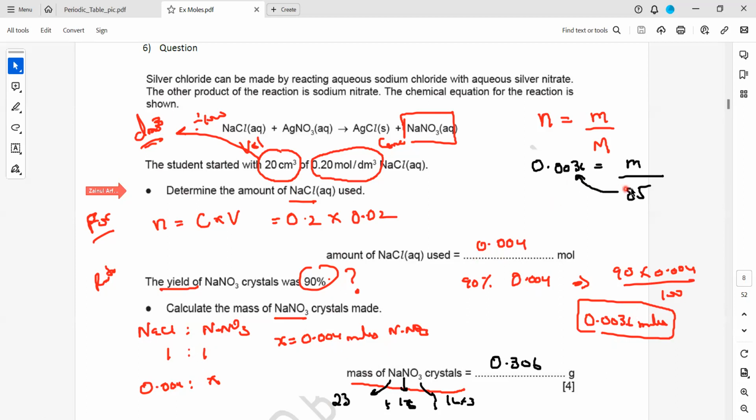When we multiply by the molar mass of sodium nitrate, we get the mass in gram, which is 0.306 grams of sodium nitrate formed in this reaction. So this was again a moles question, a different type of question compared to what we have solved in the previous examples.